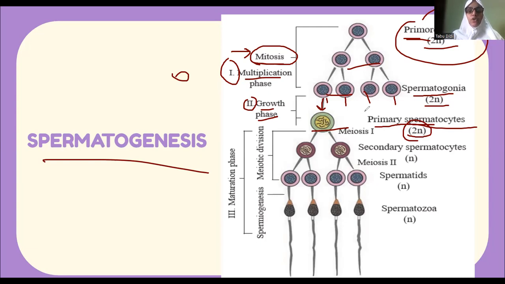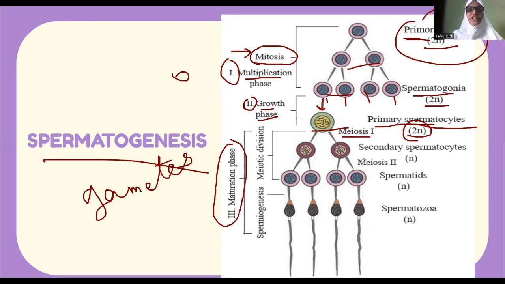Now, after the growth phase, it is ready to undergo meiotic division. Means now it is ready to produce many gametes, that is the sperm. Up till now, it was in the diploid state, the spermatogonia. Now it will undergo what? The maturation phase, you can call it.